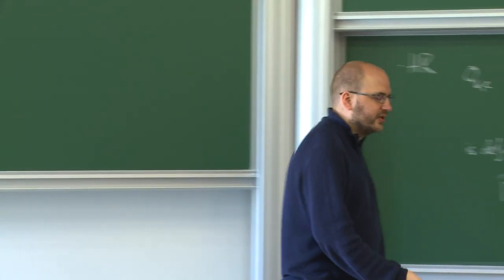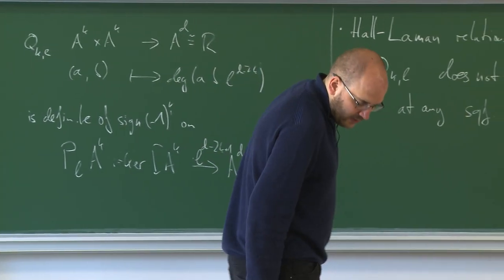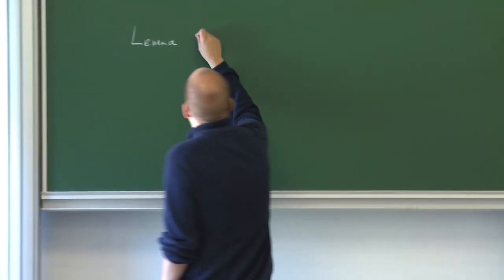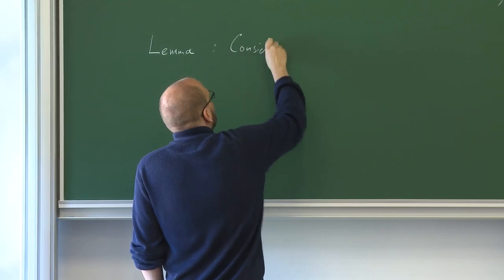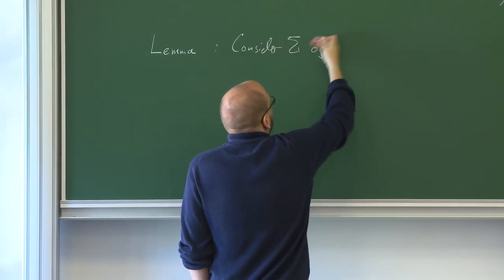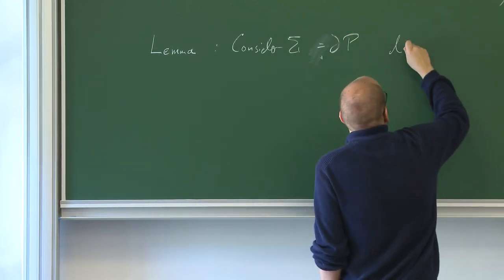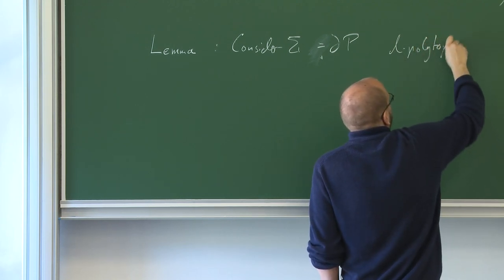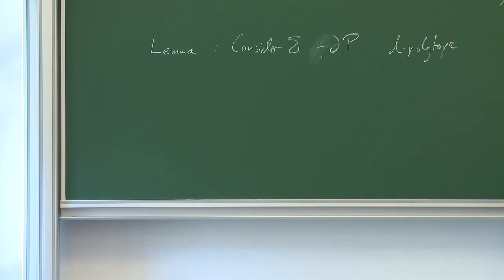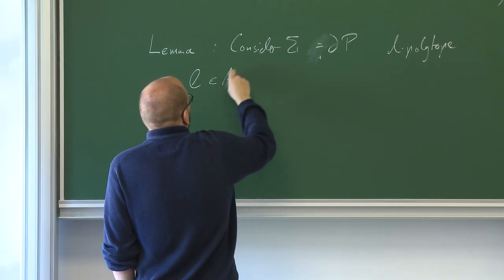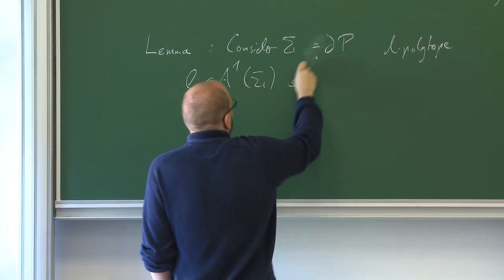It's surprising in its ingenuity. It's an amazing lemma. So we consider sigma, the boundary of P, the d-polytope. Let me not say every time that it's simplicial, because it wastes space. Simplicial is such a long word. Then we have L in A1 of sigma, strictly convex.